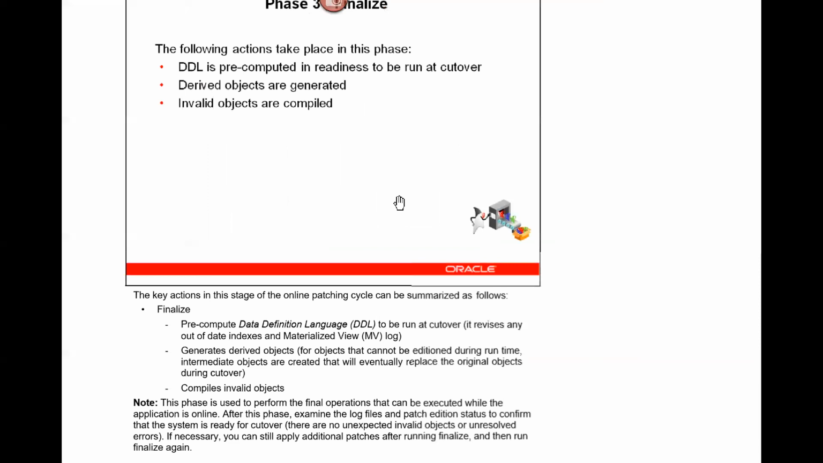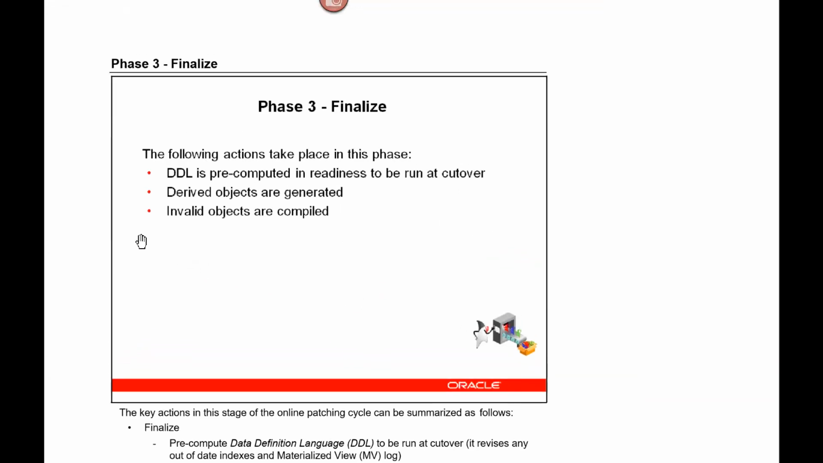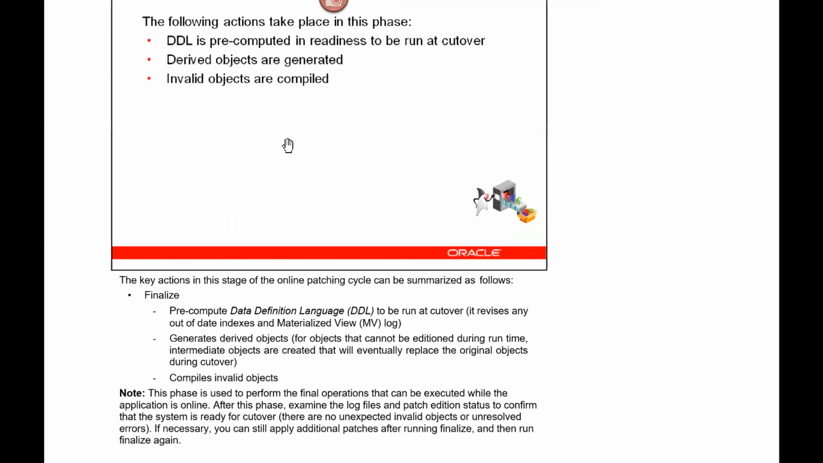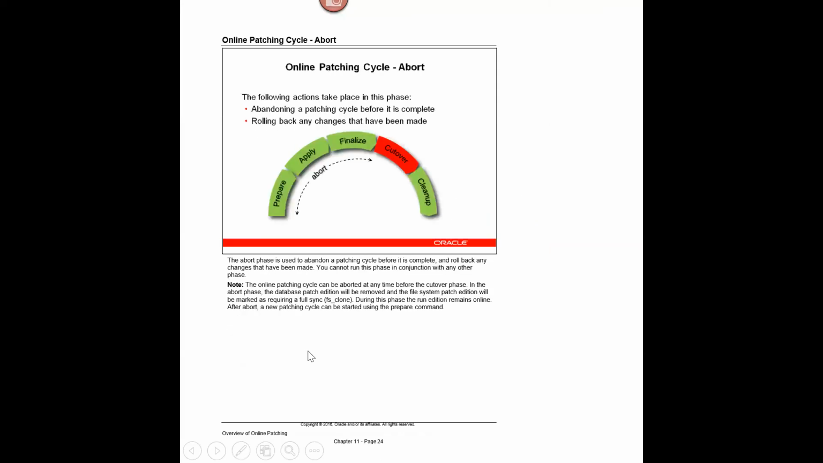Finalize is where the following actions take place. DDLs are pre-computed in readiness to be run at cutover. Derived objects are generated. Invalids are compiled. So these are the three things that will happen. Pre-computed DDL to be run at the cutover, it revises any out-of-date indexes and materialized views. Generate derived objects for objects that cannot be editioned during runtime. And also it compiles the invalid objects. So these are the three things it does.